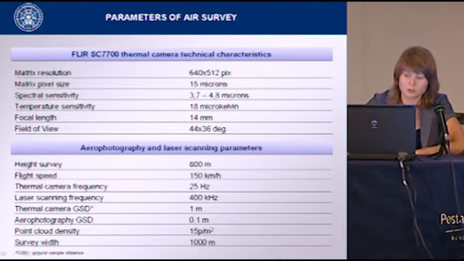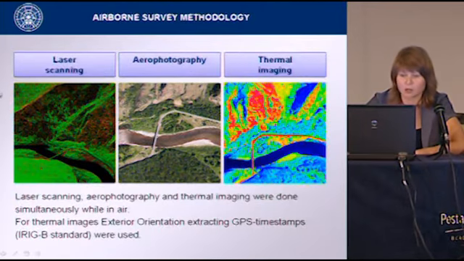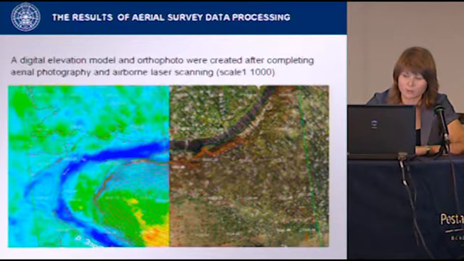Characteristics of the camera and the characteristics of the aerial imaging system. The ground sampling distance at about altitude of 800 meters was 1 meter. These are the examples of the acquired images. These are laser scanning reflection points and aerial photography and thermal imaging. Everything was done simultaneously, I repeat again, under the same conditions.